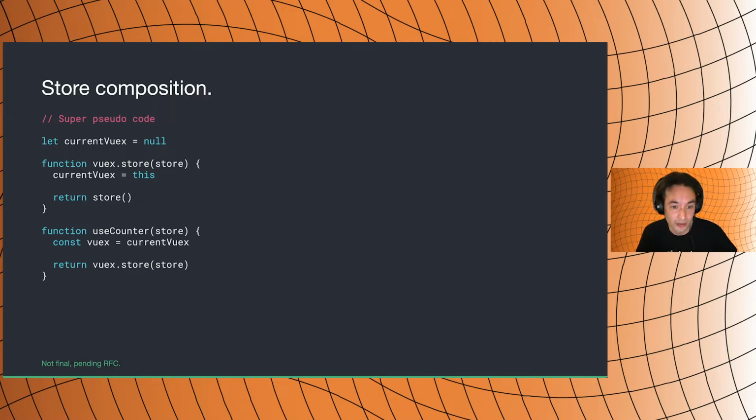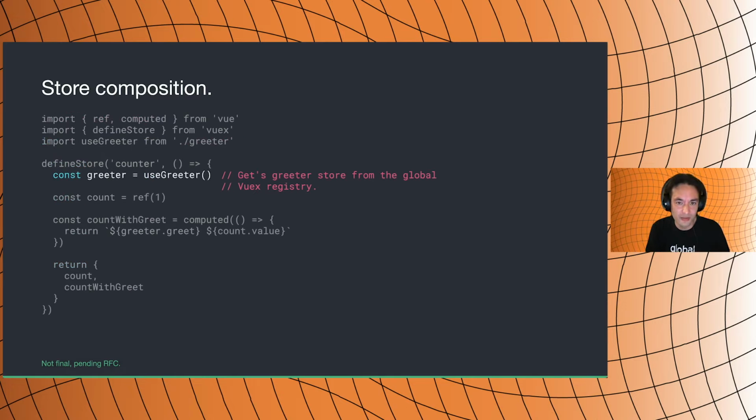So we do the same for Vuex. By doing so, when we call the useGreeter function inside the counter store, it can correctly retrieve the Vuex instance. Now, this was maybe complicated, but I too think it's complicated when I try to explain this in the slides, but all you need to know is that you can simply call useGreeter inside another store, and it should work fine even outside of a Vue component.